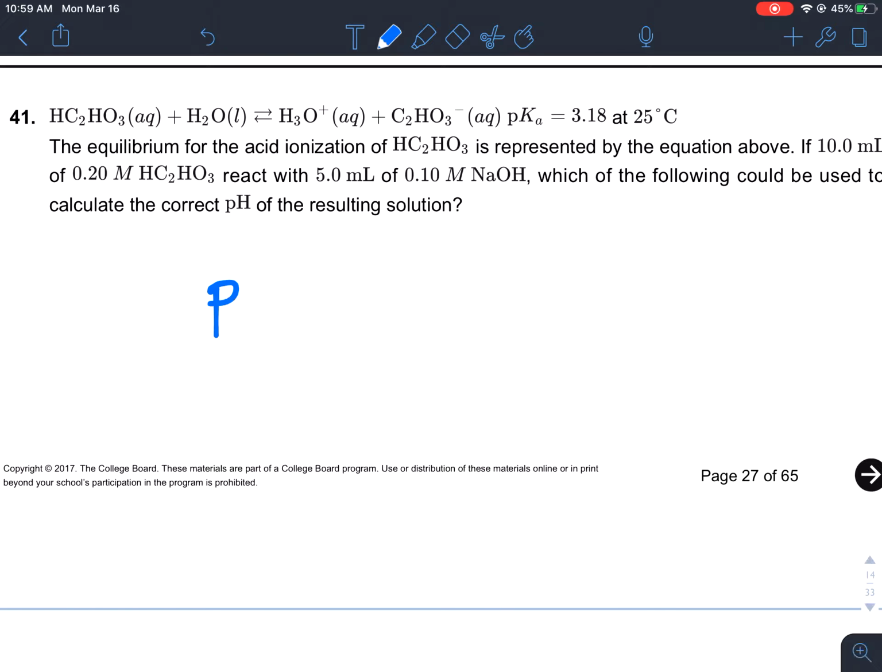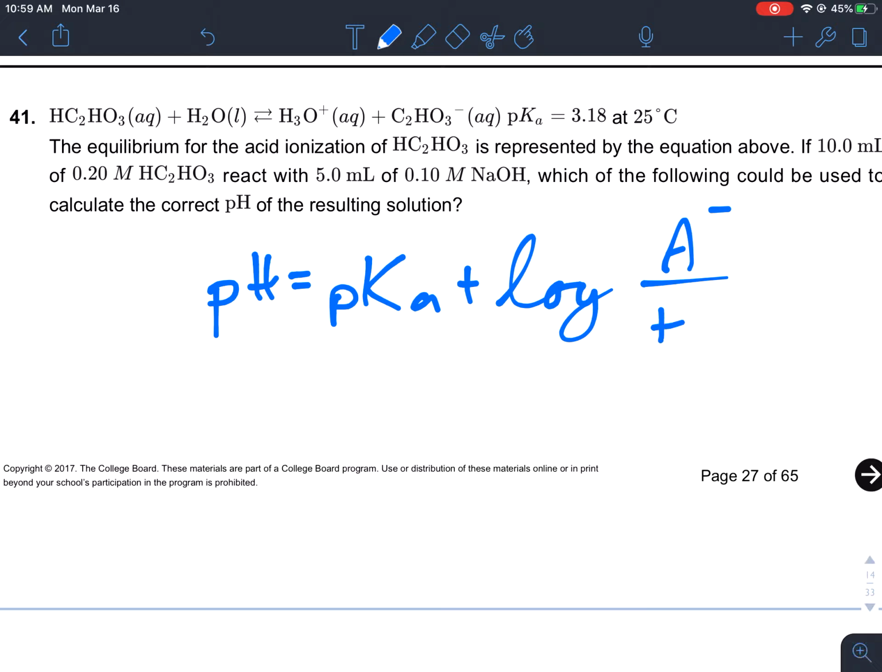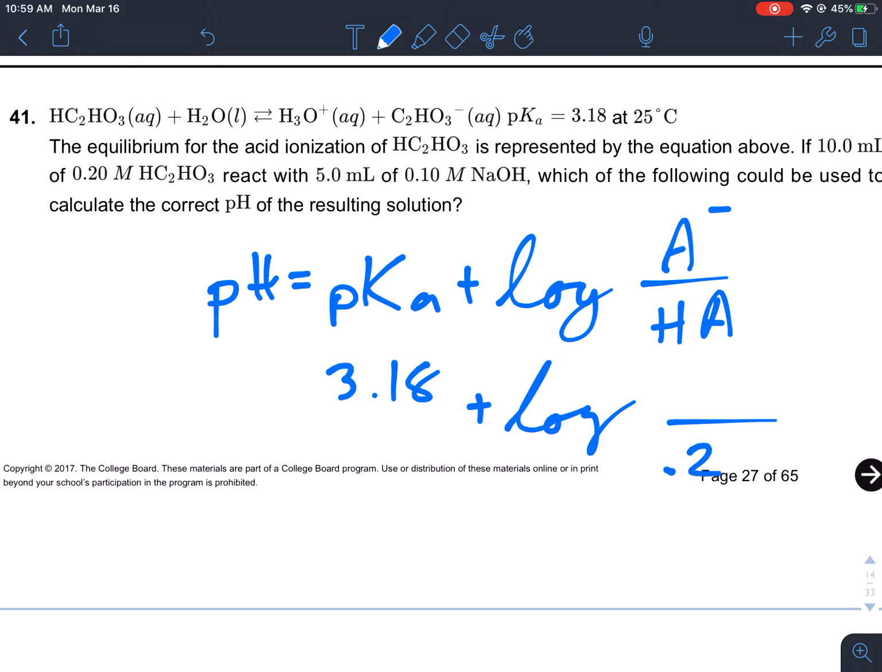Look, you want to do this. The pH is equal to the pKa plus the log of the A minus over the HA. Now I know that my pKa is 3.18, but notice that I don't know what my A minus necessarily is. Right here, I'm going to have the log of, I just want to do 0.20 over 0.10, but those are not the correct numbers, because now my molarity is going to be changed by these numbers.